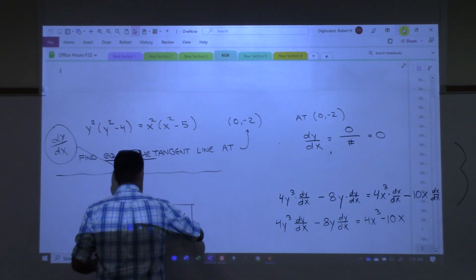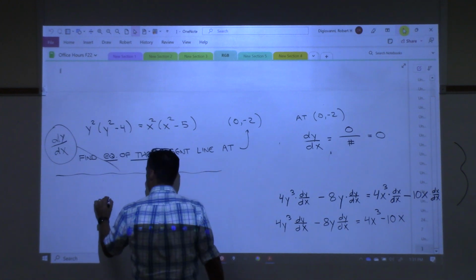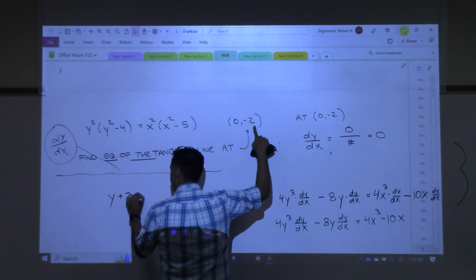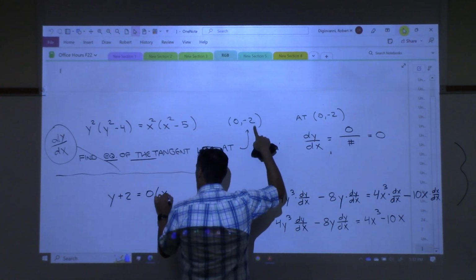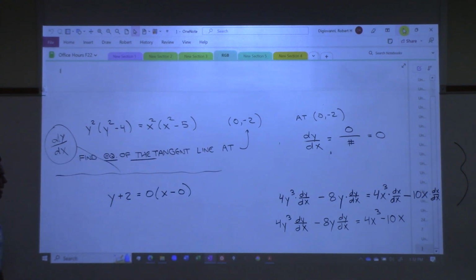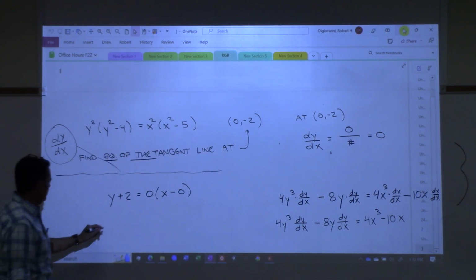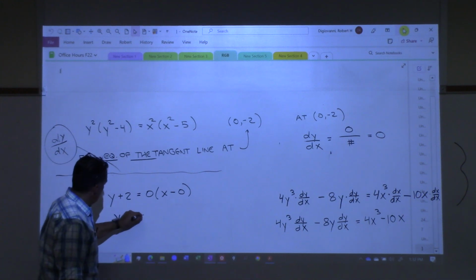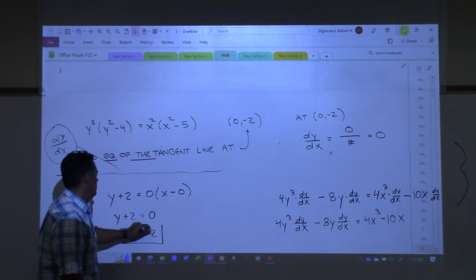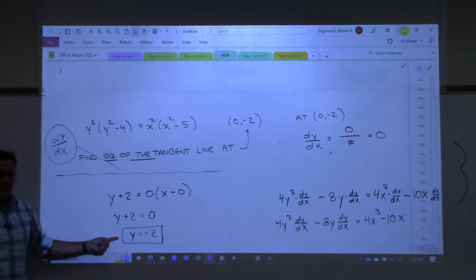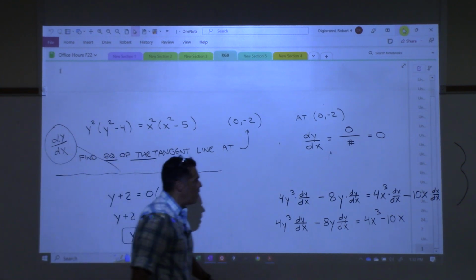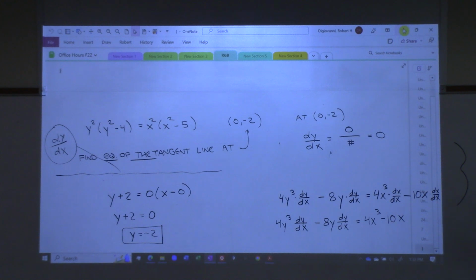So final answer is y minus y1 was -2, so y plus 2 equals the slope 0 and then x minus 0. Yeah, like that. And the whole right side is 0. So y is -2. And again, recalling from college algebra, this is the equation of a horizontal line through the y value of -2. So it's probably this one right here. It's probably the tangent line right here.